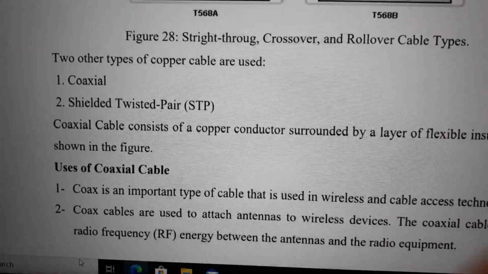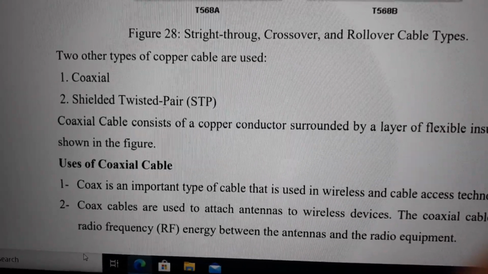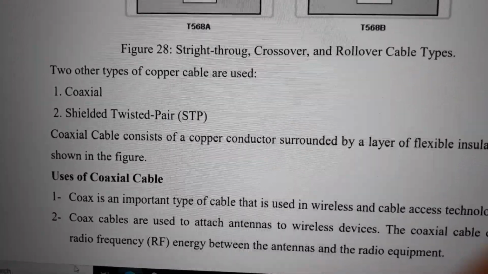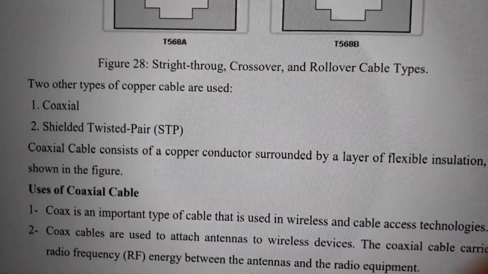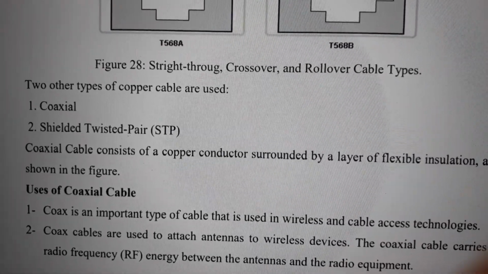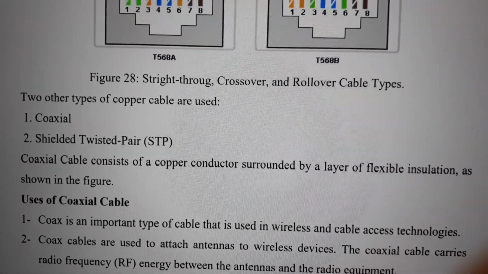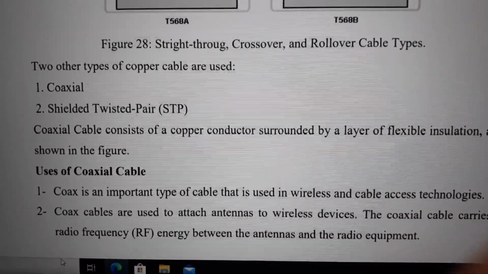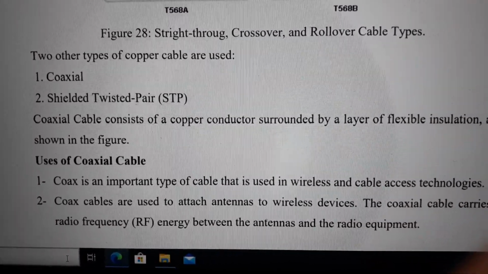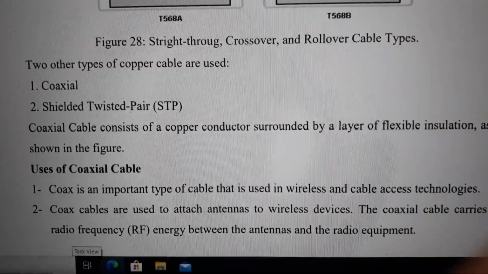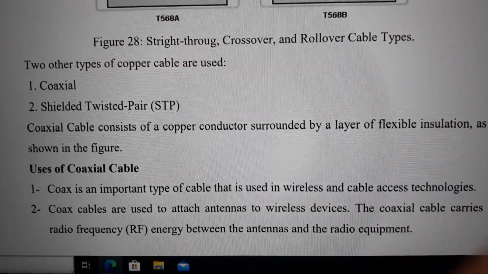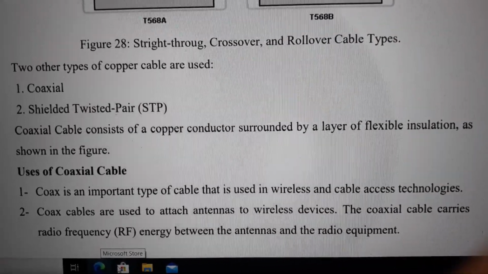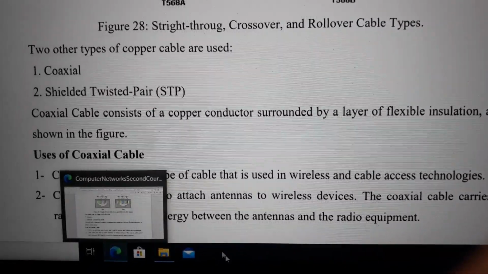Two other types of copper cable are used, coaxial and shielded twisted pair. Coaxial cable consists of a copper conductor surrounded by a layer of flexible insulation, as shown in the figure. Uses of coaxial cable. Number 1. Coax is an important type of cable that is used in wireless and cable access technologies.